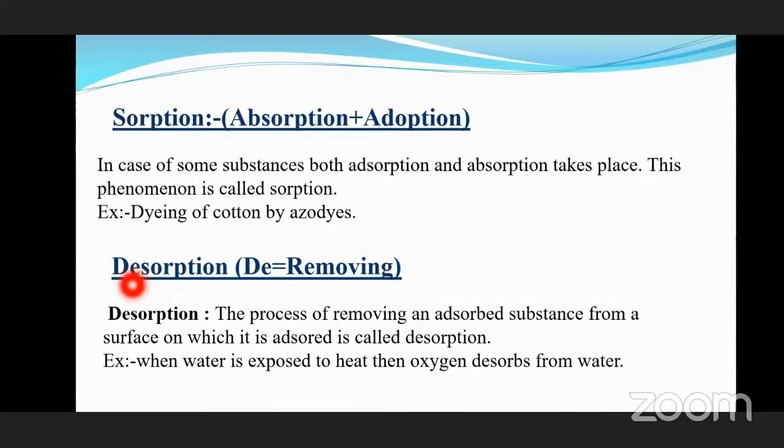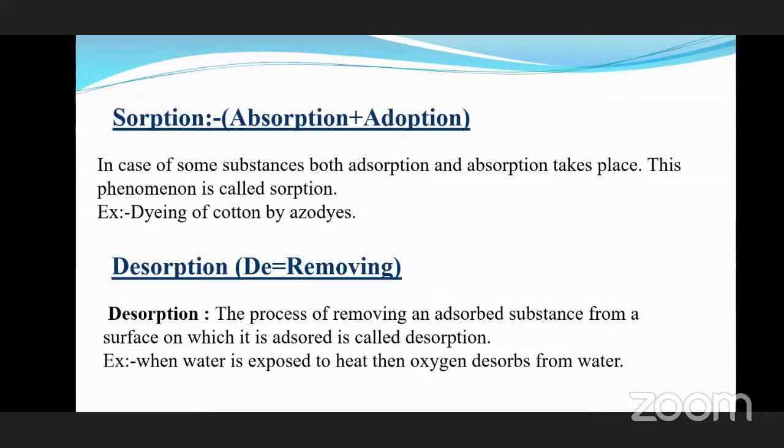Similarly, what is the meaning of desorption? You know already, D means removing or eliminating. That means eliminating the sorption process is called desorption. The definition: the process of removing an adsorbed substance from the surface on which it is adsorbed is called desorption.